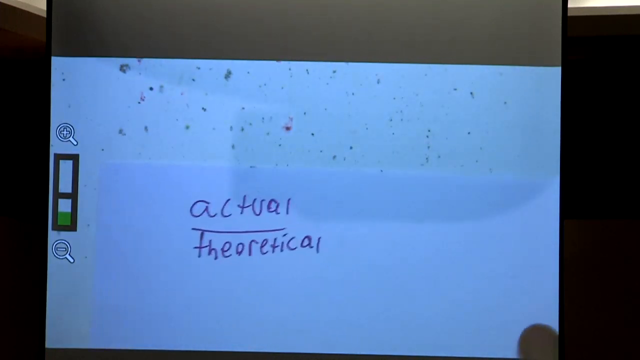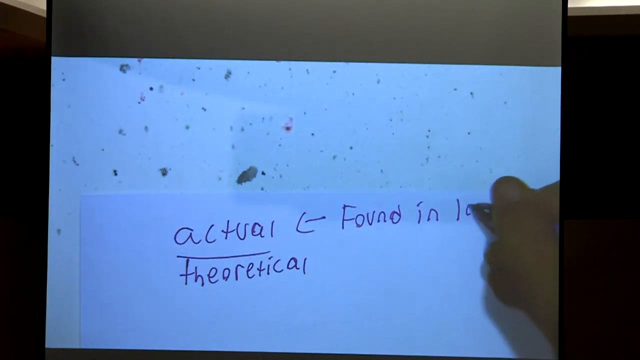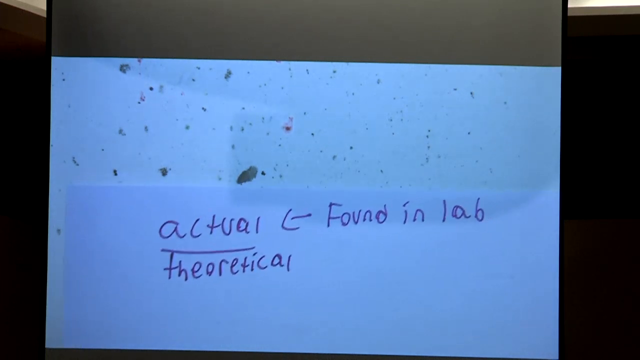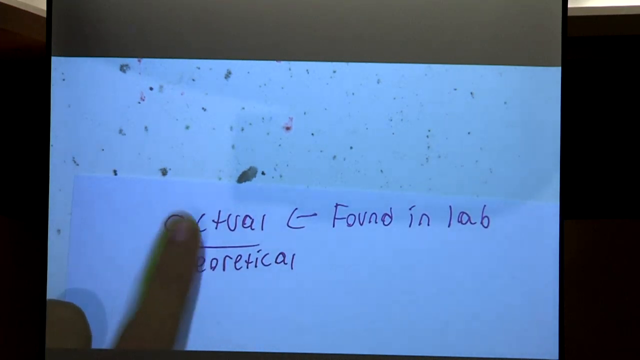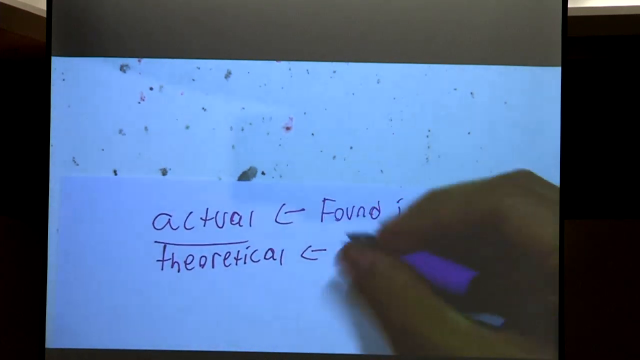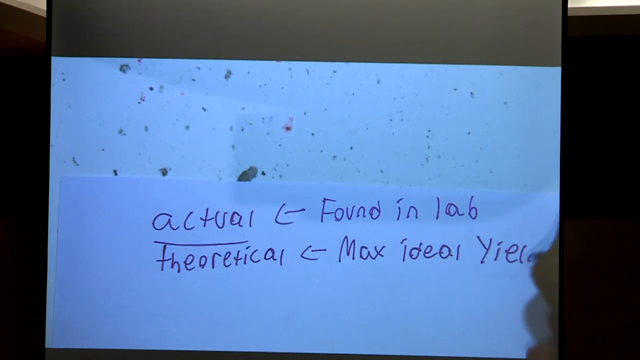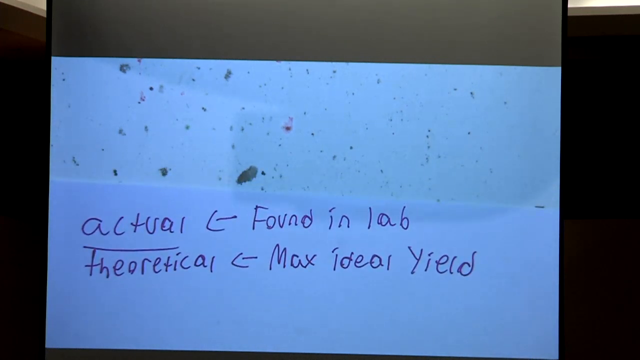So actual, that's found in the lab. So if you do an experiment with other chemists, your actual yield is going to be the one you find in the lab. Your theoretical yield, however, is the max ideal yield. So the theoretical yield is found out through stoichiometry, and that's the most amount of product you can ever make. It's never reached because there's always some sort of human error or complications.